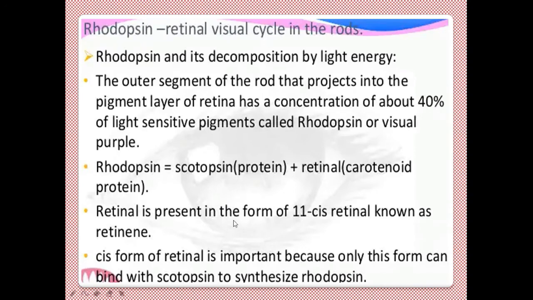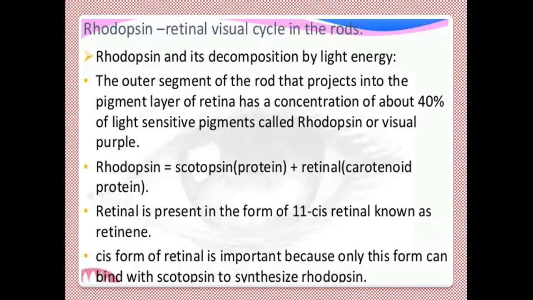This retinal is present in the form of 11-cis retinal, a geometrical isomer, known as retinene. The cis form of the retinal is very, very important, because only this cis form can bind with scotopsin, the protein part, to synthesize rhodopsin.